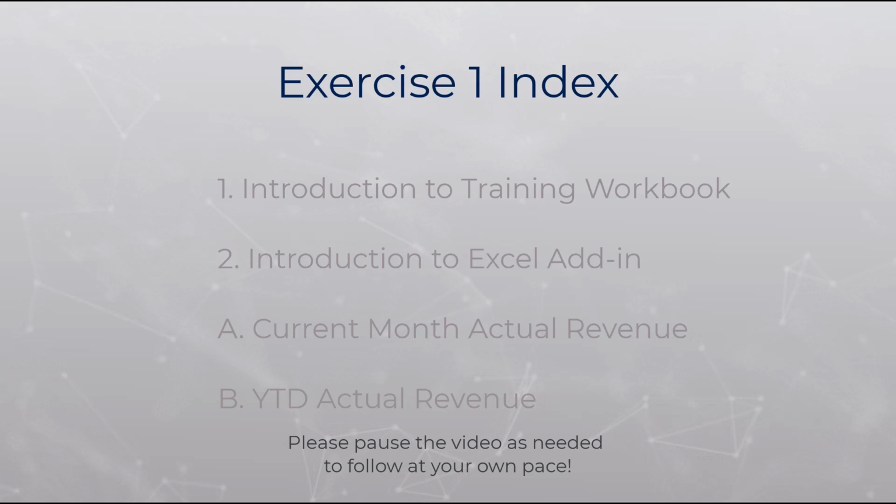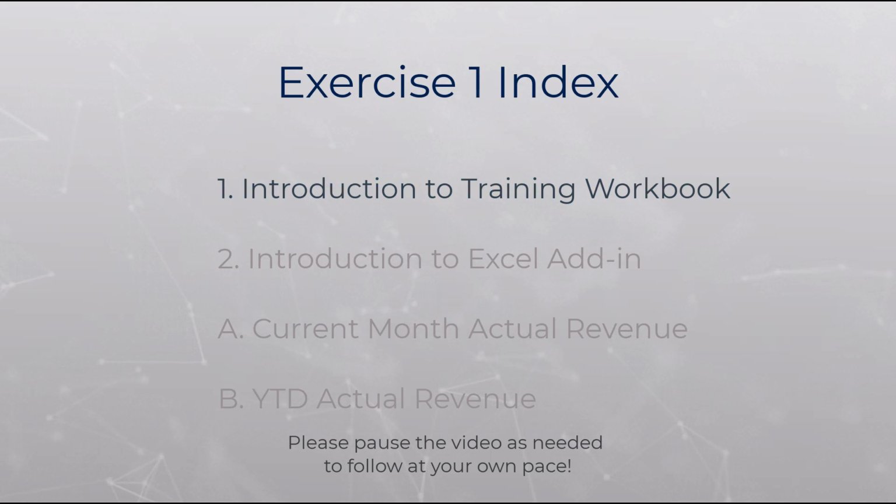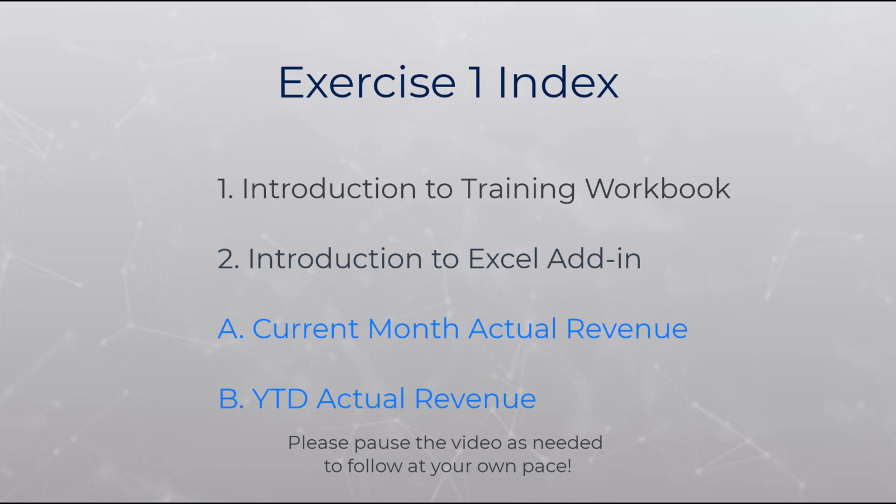Exercise 1 has two parts, A to B. This exercise gives an introduction to the Training Excel workbook, a brief introduction to the Sharperlight Excel add-in, then we create Sharperlight value formulas with each part.